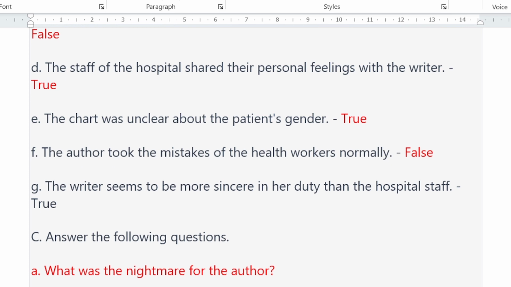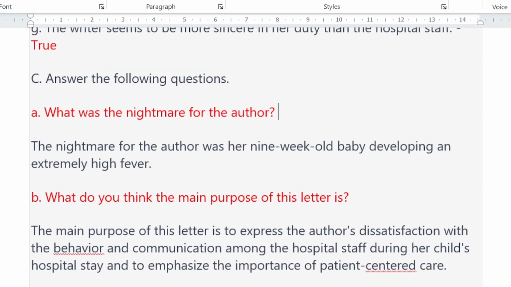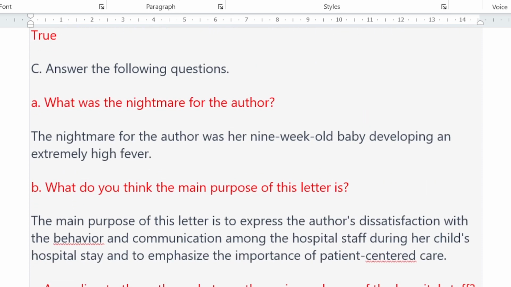The chart was unclear about the patient's gender, that's true. The author took the mistakes of the health workers normally, that's again false. The writer seemed to be more sincere in duty than the hospital staff, true. That's true. Now C number, answer the following questions.